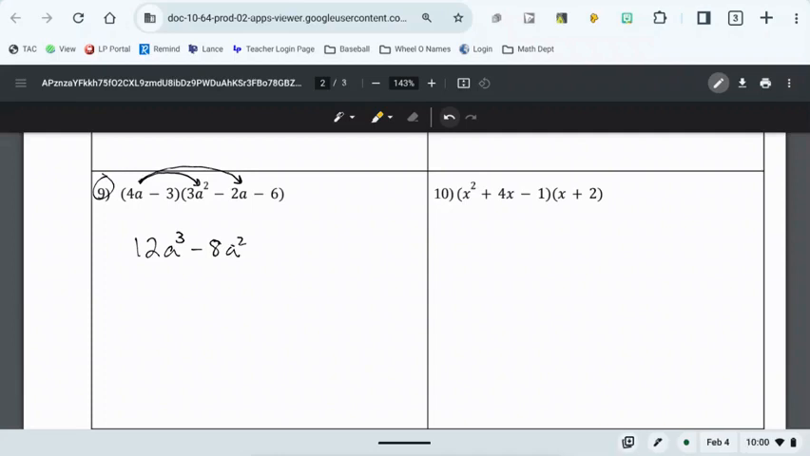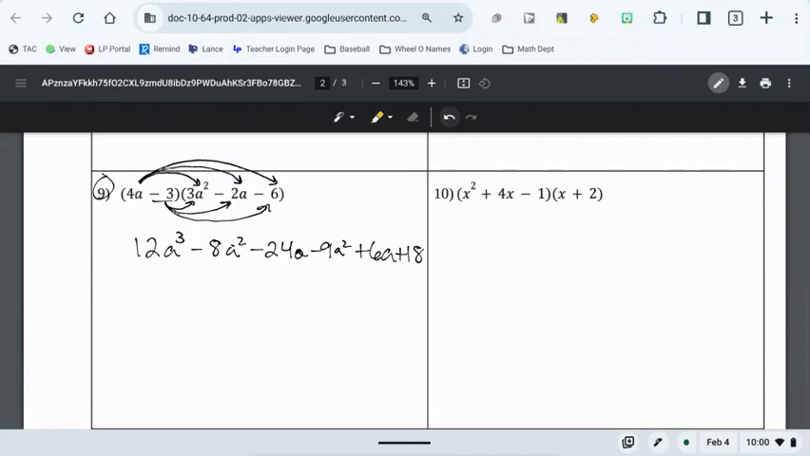And then we continue the pattern. This is what I was talking about with first term times the third term. Every combination. So that first term needs to be multiplied by everything in the second set of parentheses. And then we'll do the same with the second term. So 4a times negative 6 gives us negative 24a. And now we do negative 3 times 3a gives us negative 9a squared. Negative 3 times negative 2 gives us a positive 6a. Negative 3 times a negative 6 gives us a positive 18.